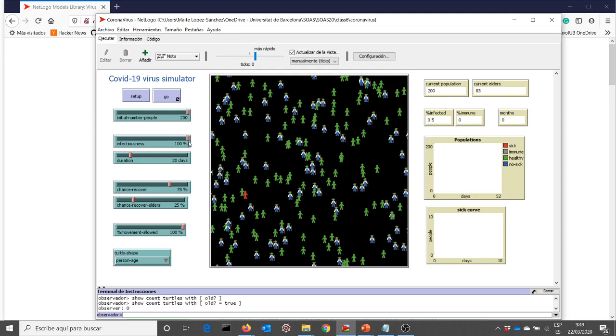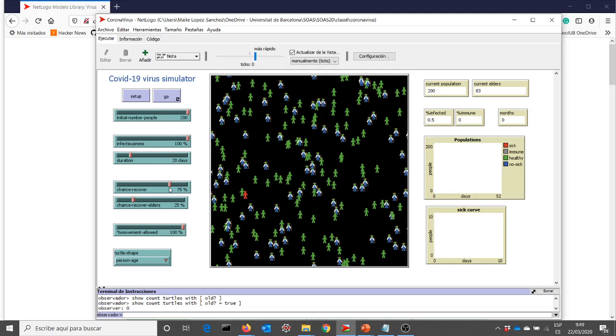So 100% means that whenever someone meets another, this person will get the infection, the virus, if he is not immune. We also have a parameter that tells how long the virus stays active in the body, how long the infection lasts. And then we have a parameter that tells the chance of recovery.